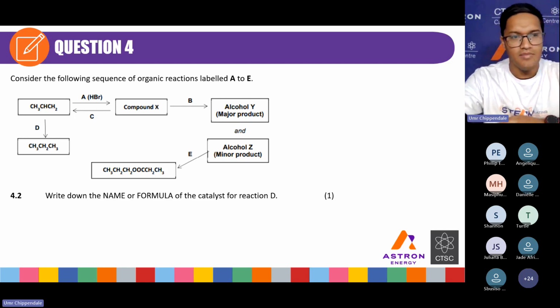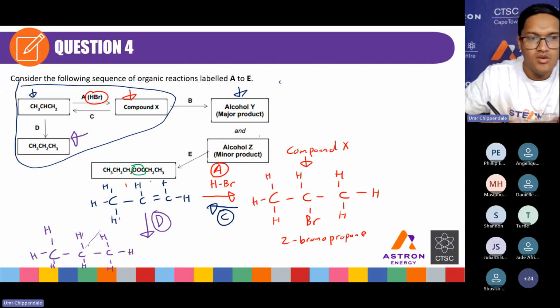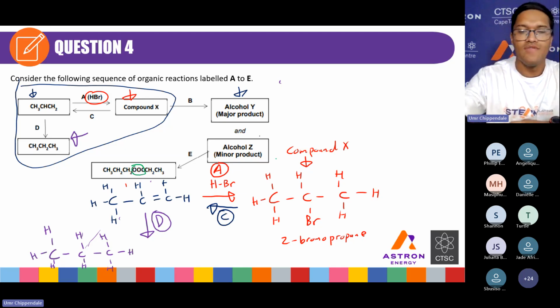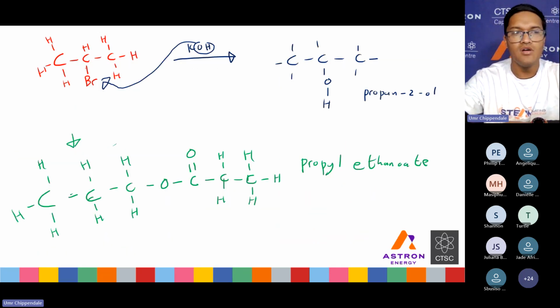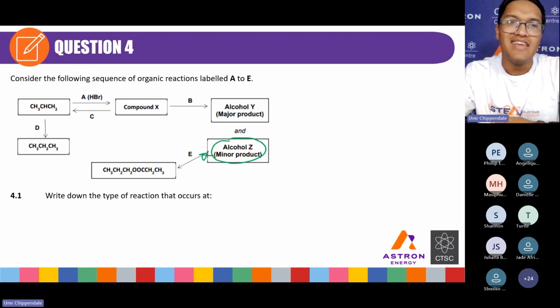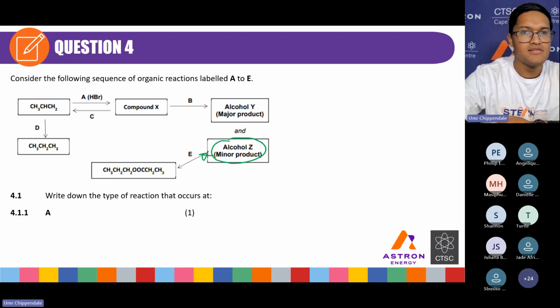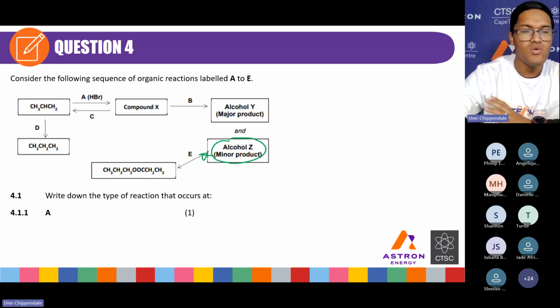So for reaction D, if we go back up to how it looks, reaction D was this, when we went from a double bond to a single bonded molecule. So we've actually dealt with this in our multiple choice questions as well. Whenever you go from an alkene to an alkane, that will always be like a cracking reaction. But in this case, you'll always use platinum.